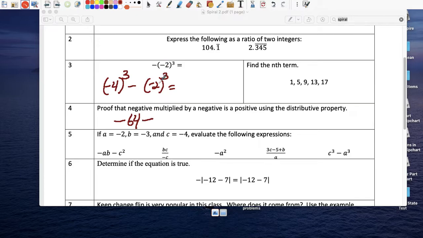Minus, and then negative 2 to the third power is negative 2 times negative 2 times negative 2, which is going to give me negative 8. So that's what our expression in standard notation looks like. Now I can subtract, well, change it to an addition if you like, and we get negative 56. Okay.